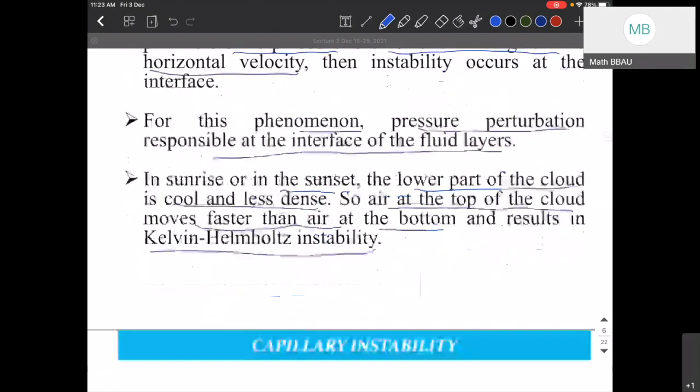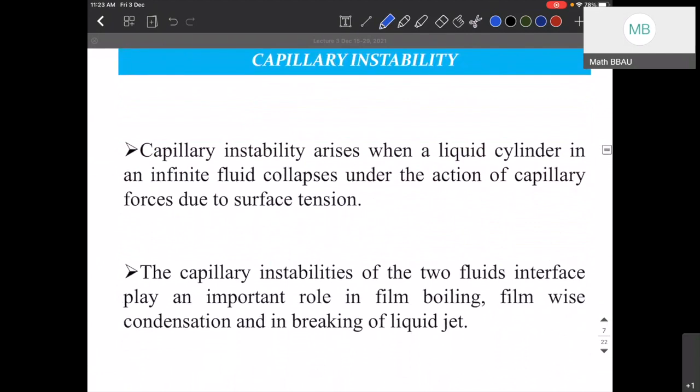Third is capillary instability: if a liquid cylinder collapses in an infinite fluid due to surface tension force, that instability is known as capillary instability. The capillary instability of two fluid interfaces plays an important role in film boiling, film condensation, and breaking of liquid jets. See, breaking of a liquid jet contains both Kelvin-Helmholtz and capillary instability.